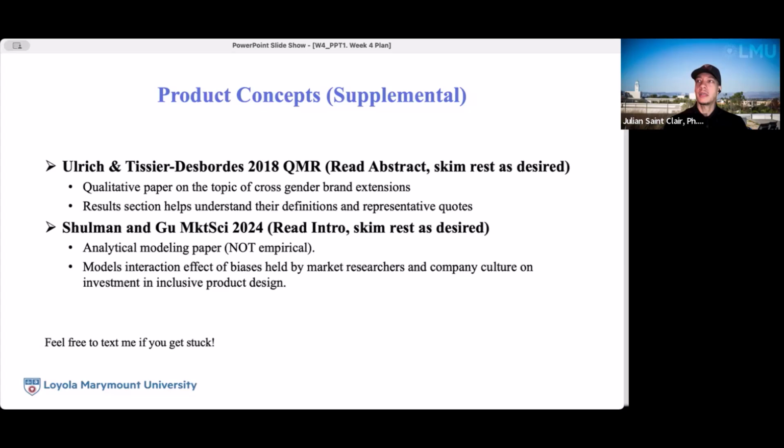I also like it because it gives you an example of how you can use purely math, analytical modeling without even any data sets to not only model the actions of firms, but also model individual behavior, including biases and culture. So I like it for that reason.